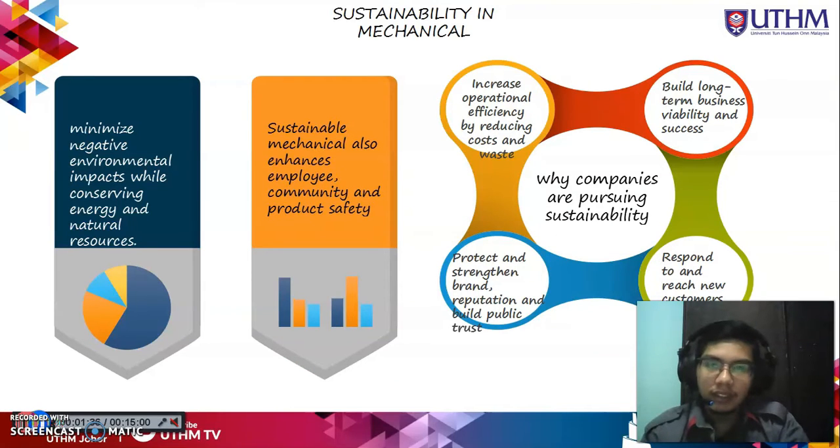So the sustainability in mechanical is to minimize negative environmental impact while conserving energy and natural resources. Sustainable mechanical also enhances employee, community, and product safety.